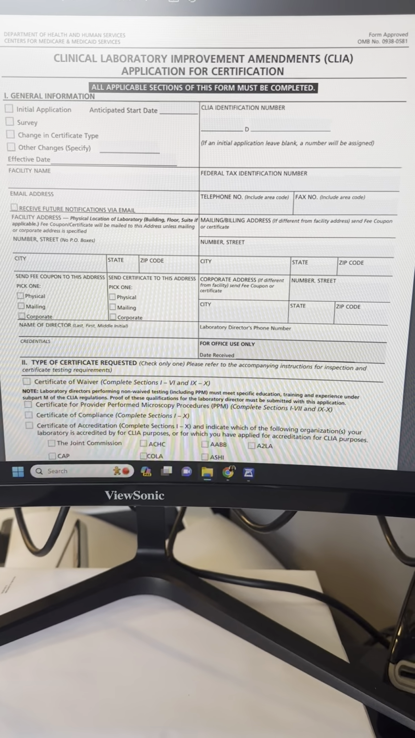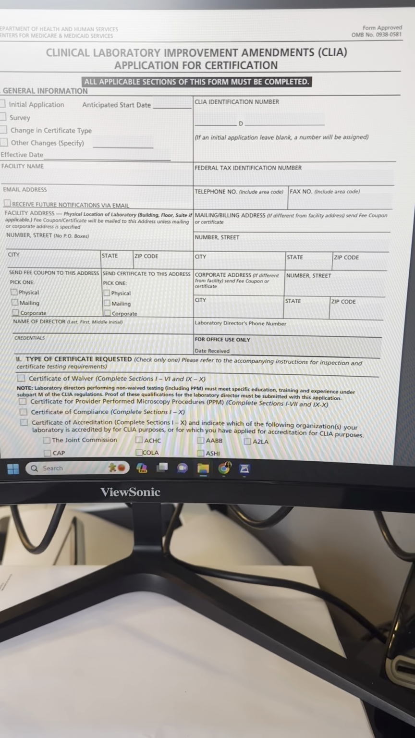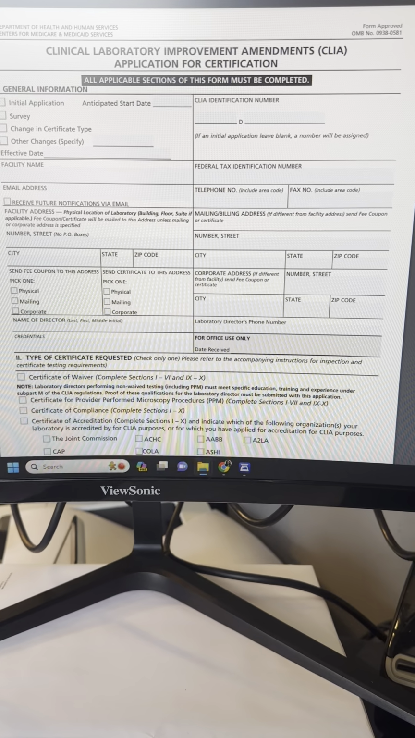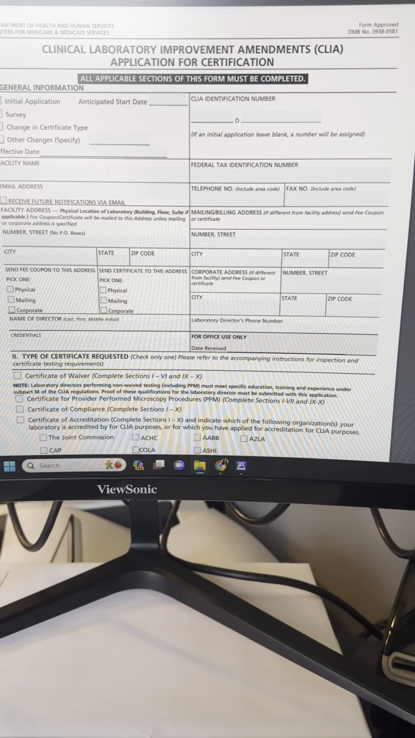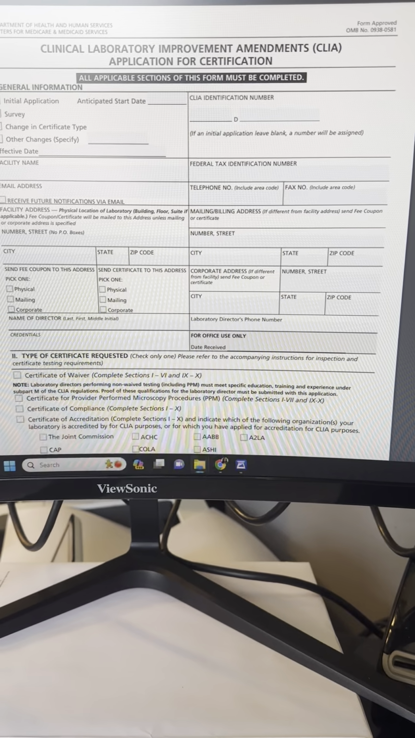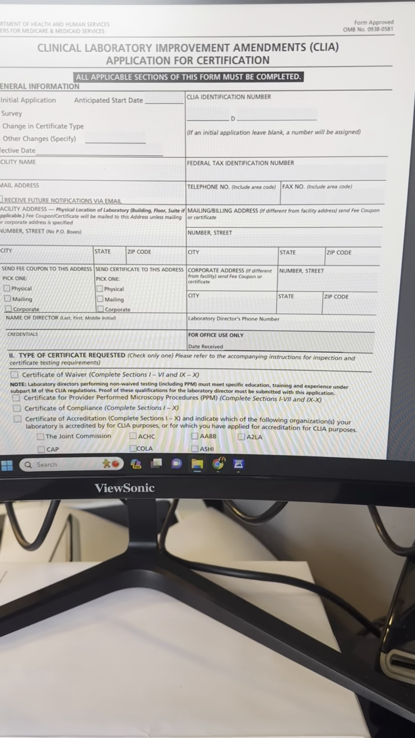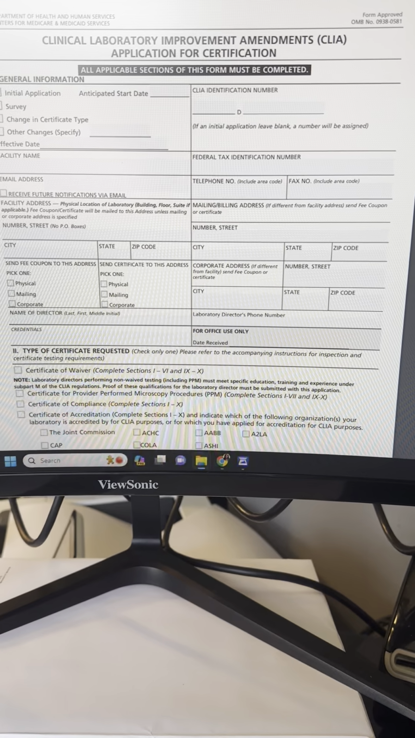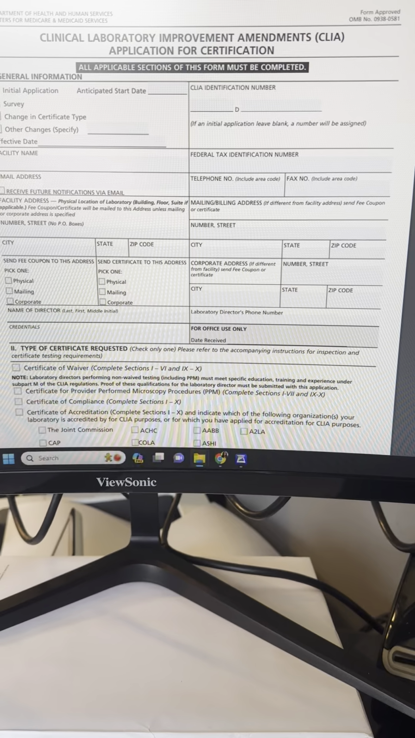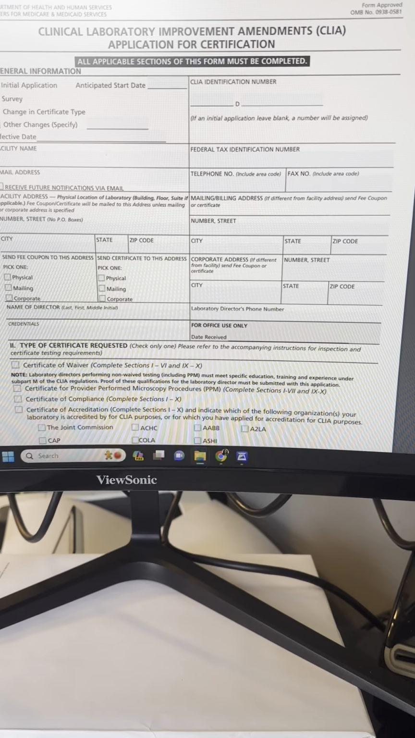The next box says facility address. So this is your physical location. Put your address in there. If your physical address is different than your mailing address or your billing address, you're going to add that to the side box on the right. For send fee coupon to this address, you are going to pick one, whether it is a physical address, mailing address, or corporate. Same thing for the send certificate to this address.